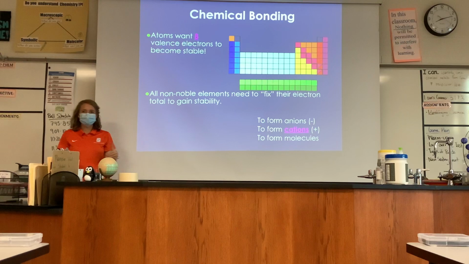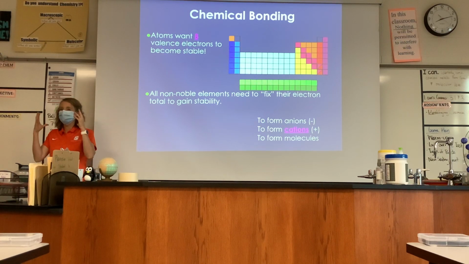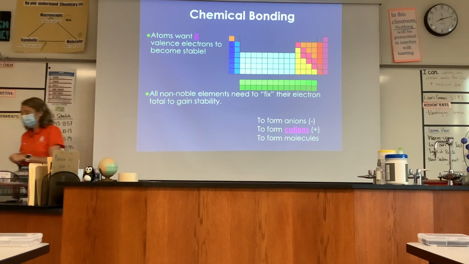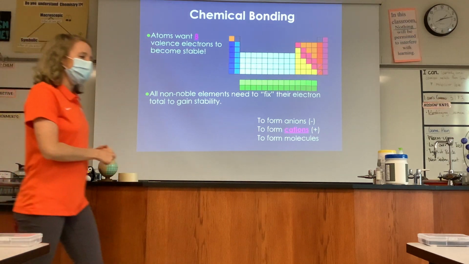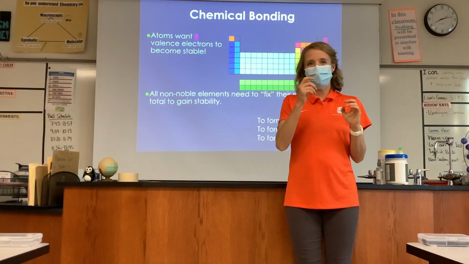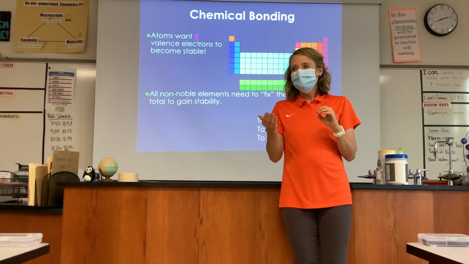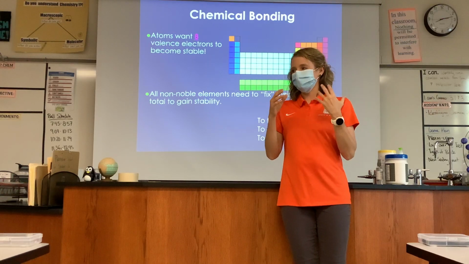stable is this idea of having a full valence shell, which typically brings up this idea of the number 8. Now, it's known as the octet rule, oct for 8, because it's all about wanting to get 8 valence electrons. You need to understand, though, that it's really more of like the octet guideline. It's not actually always 8.